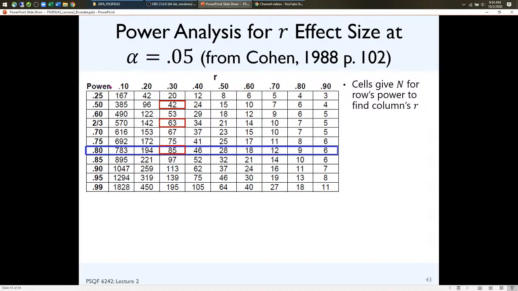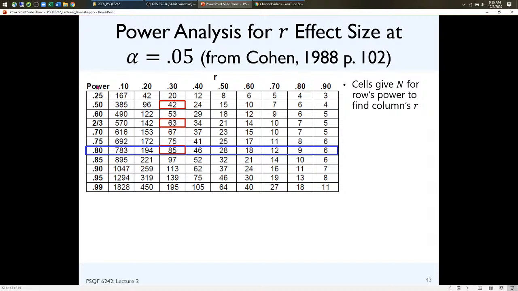If you go across the columns, these are the values of the r effect size. So note that they range from a low of 0.1 up to a high of 0.9. We don't need negative values because negative just means that the pattern is opposite, but it's still the same strength of a correlation. So a correlation of negative 0.8 is the same strength as a correlation of positive 0.8. It's just a difference in the pattern.